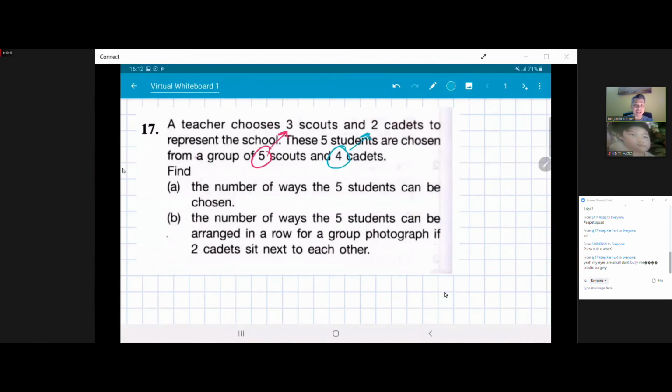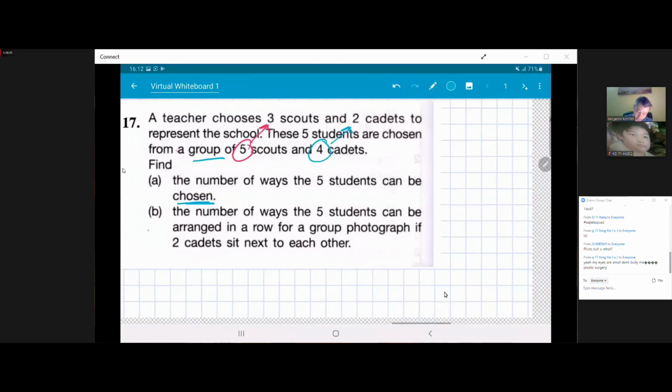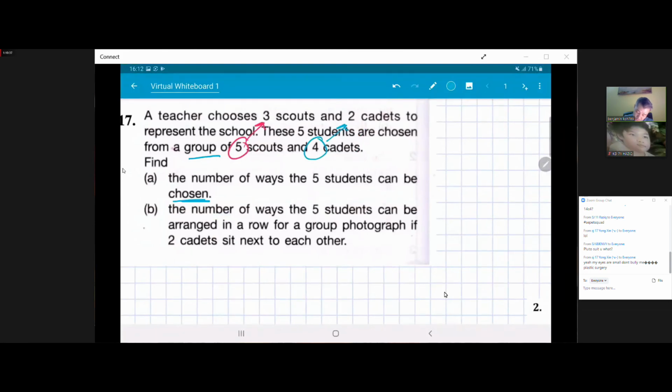So for the part A, find the number of ways the students can be chosen. So when I look at 17 part A, I see the word chosen, and I see group. So group. That means I know that number 17A is combination. So what do I do? Because I know this, that means 5 scouts choose 3 and 4 cadets choose 2. Correct? So I multiply. Yes, you see, answer is correct. So you multiply and you get 60. That's done. Are you clear? All right. So part A is combination.